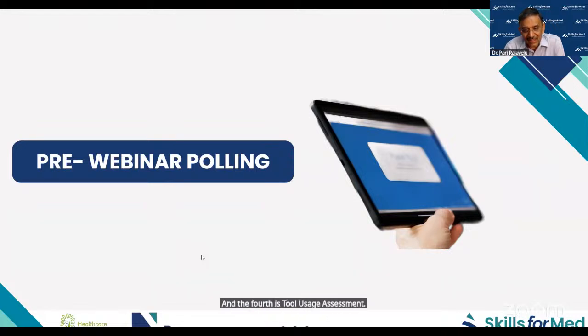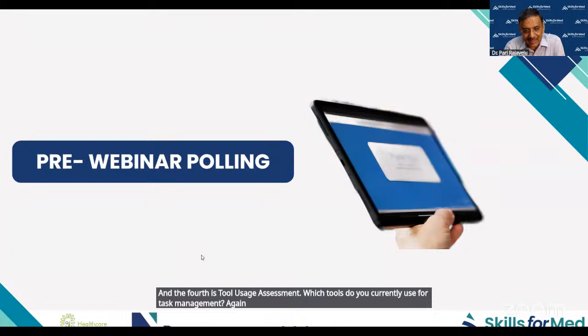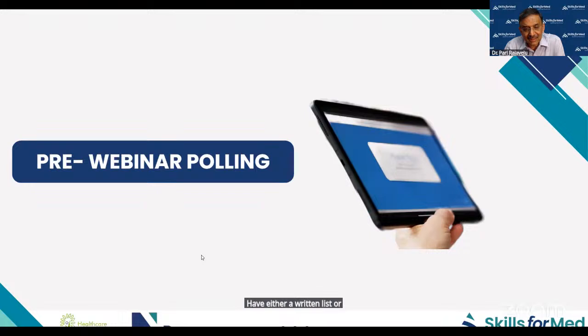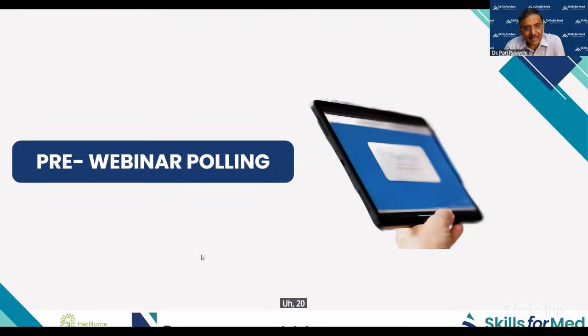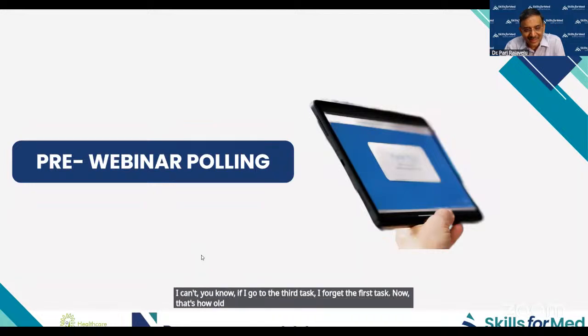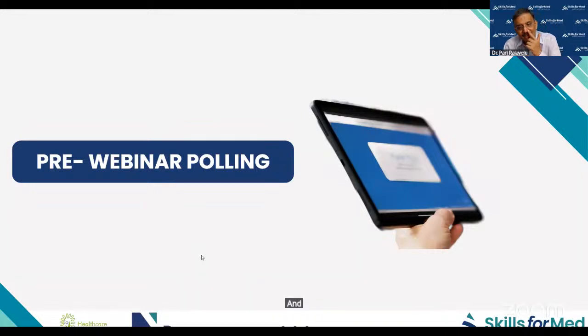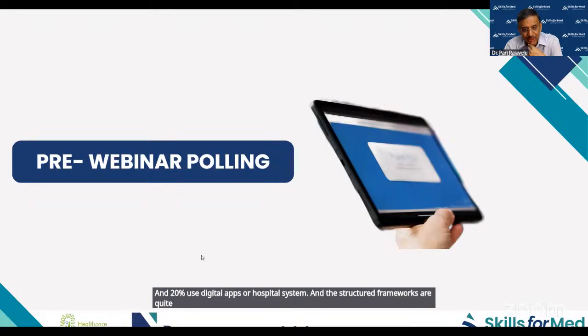The fourth is tool usage assessment: which tools do you currently use for task management? The majority, 63%, use either a written list or a checklist. This is what we see on a day-to-day basis in our hospital. 20% use only mental notes and memory. Hats off to you. If I go to the third task, I forget the first task. That's how old I am now. 20% use digital apps or the hospital system, and quite a minority use structured frameworks.